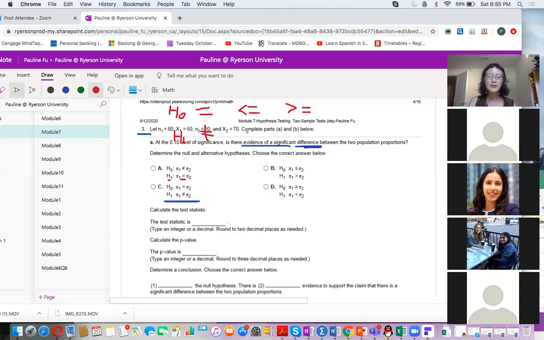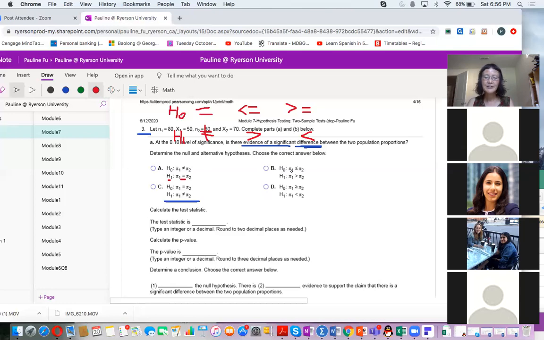Or H1 could use straight greater. Or H1 use straight smaller. H1 can only be one of these three possibilities. One of these three for H1. Okay, so A is wrong. Why is B wrong?